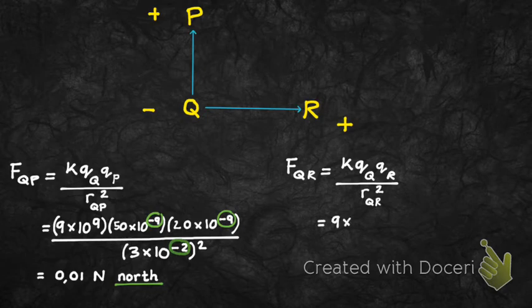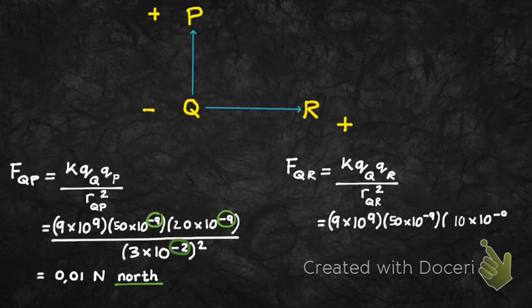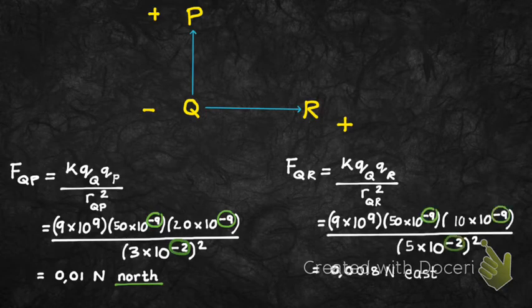When we do the same thing for the force on Q by R, let's just speed this up a bit, we can see that we get a force that is 0.0018 newtons to the east. And note that we've paid attention to unit conversions, so nano 10 to the minus 9 and centi 10 to the minus 2, and it's important not to forget to square the radius or the distance in our denominator.